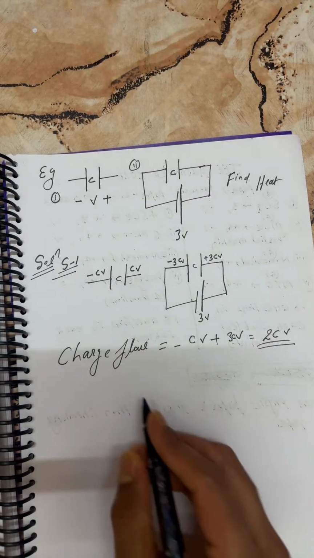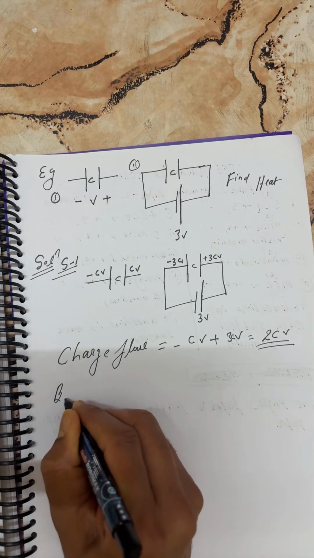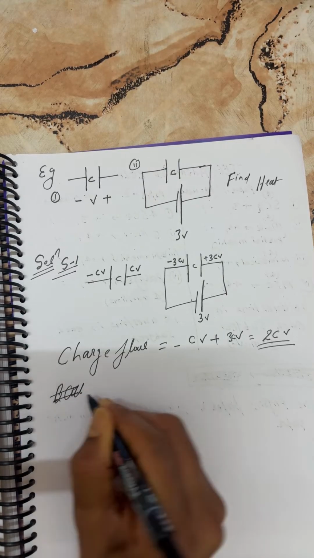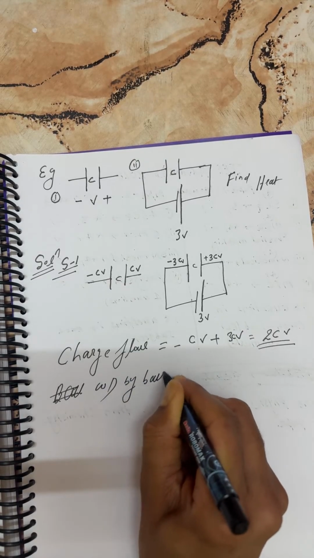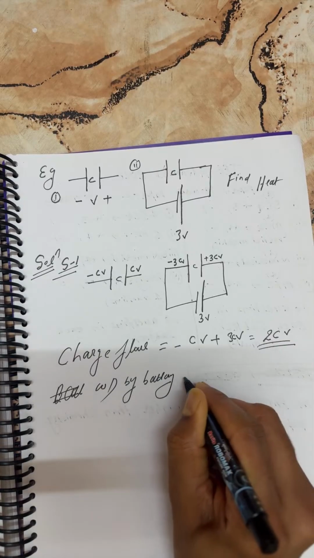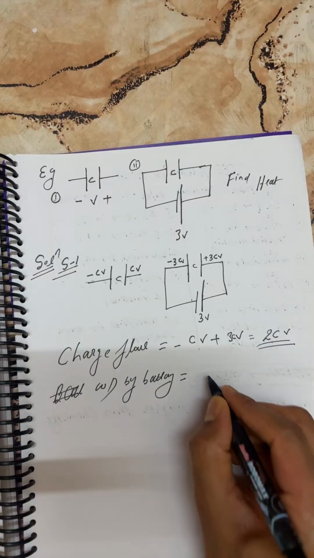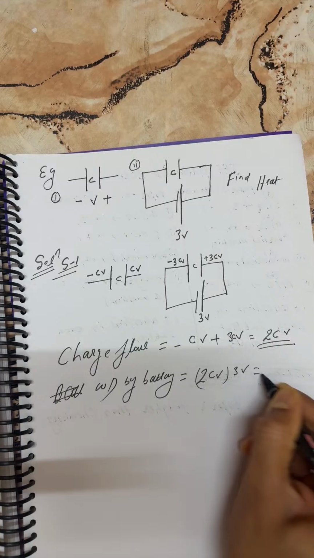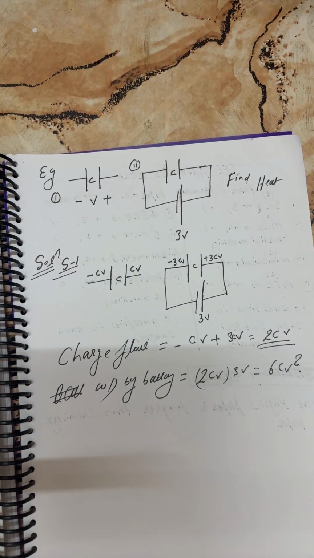So here, student, I'm finding the work done by the battery, which equals charge into potential. So this is 2 CV into 3 V, so you can say 6 CV square. Work done by the battery is 6 CV square.